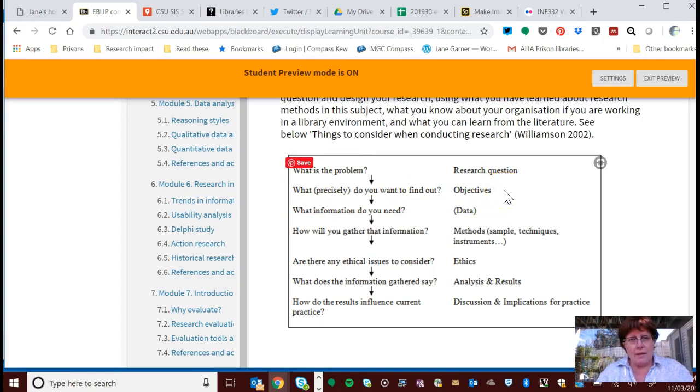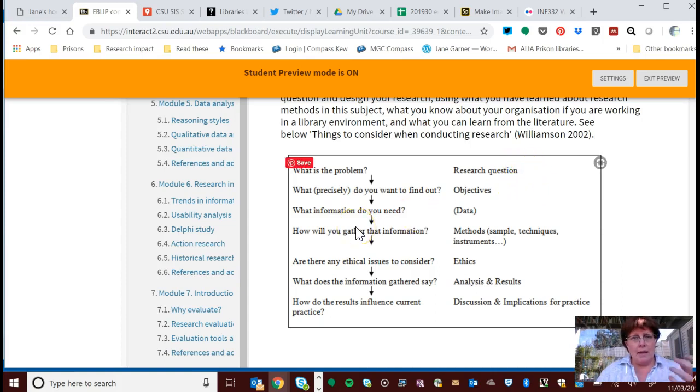So they will be things like, I want to know what libraries look like in juvenile detention. I want to know if they're run by librarians. I want to know if they have funding so they can purchase new materials. I want to know, is there a relationship between the library and the education program? So are they working together like you might expect in a school library? And they're probably the main things that I want to know. So there are 3 objectives, 3 things I want to find out to help me answer my research question.